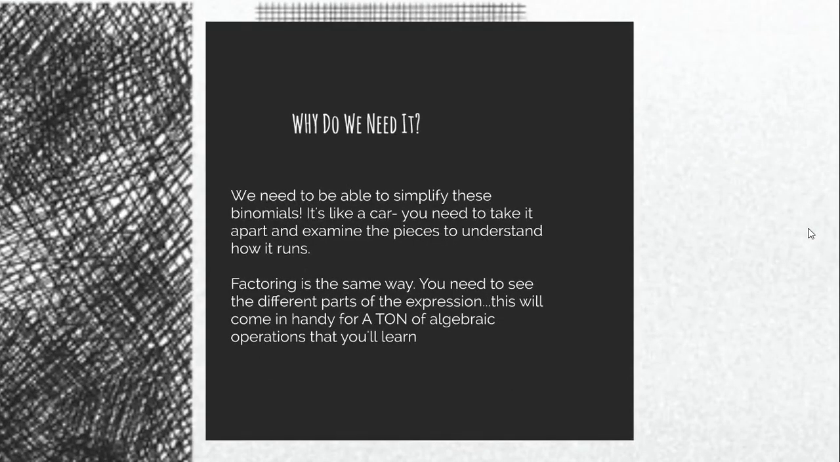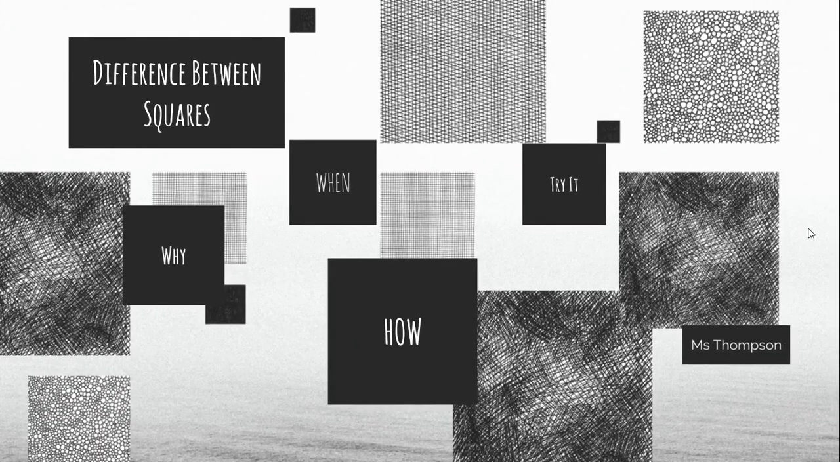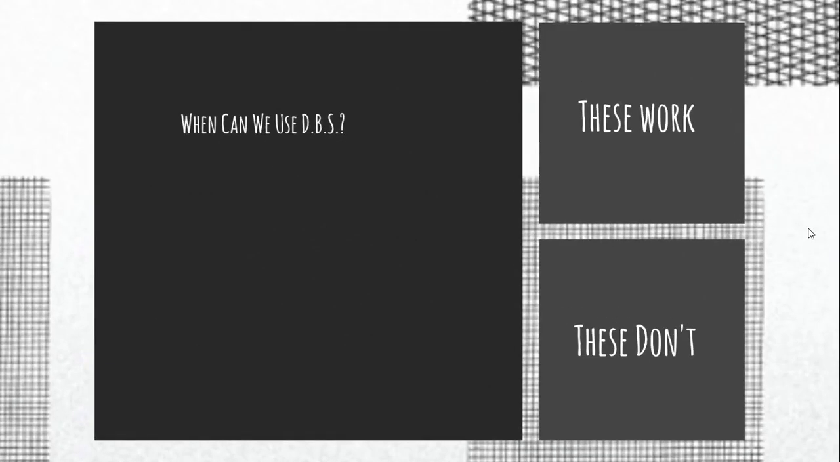Why difference between squares? So that we can simplify these binomials and understand the parts, the things that had to be multiplied together to get the binomial in the first place. It's just going to be good for us to know how to take apart binomials when we get down to the next unit, like rational expressions. So get excited for that. It'll make sense when we get there. But now let's talk about when we use difference between squares.